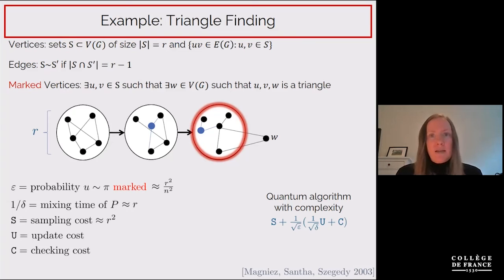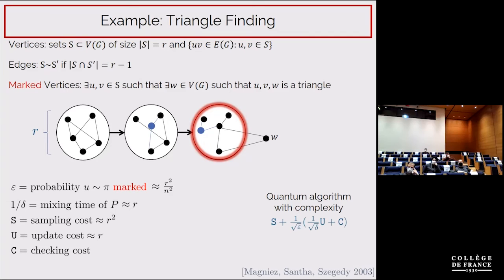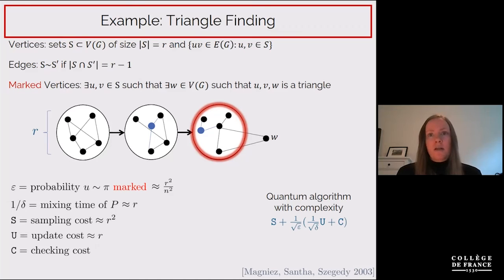Next, when we take a step of the walk, we need to replace a single vertex, and then we add a new vertex. And when we add a new vertex, we need to find out which of the other vertices in the set it's adjacent to. So we're going to have to query our new vertex with every other vertex in the set. That's approximately R queries. And finally, we come to the checking subroutine, and here things get quite interesting.